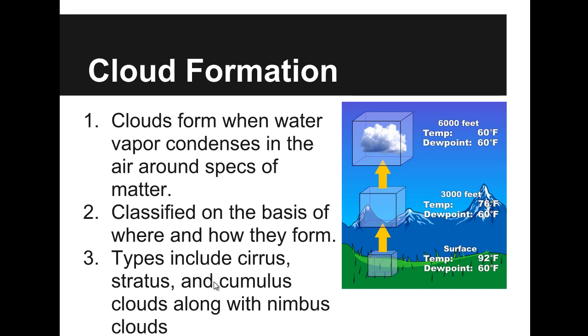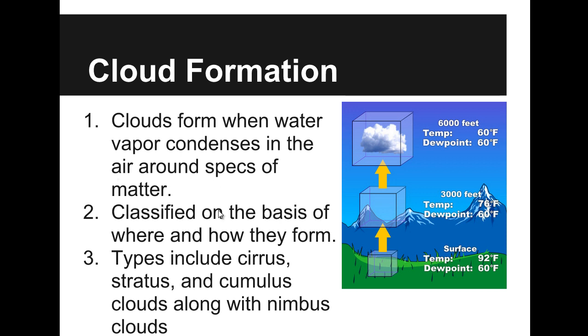Cloud formation. If you've studied our section on solar energy and the atmosphere, we've already talked about what clouds are: a collection of visible water droplets in our atmosphere. We touched on cloud formation, but we're going to take a closer look now. Clouds form when water vapor condenses in the air around little specks of matter. It could be dust or other little particles in the air. They're classified on the basis of where and how they form.